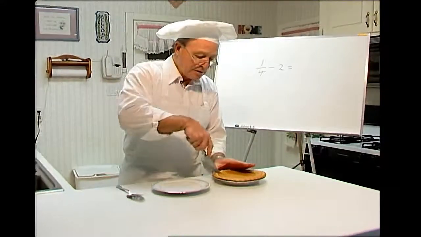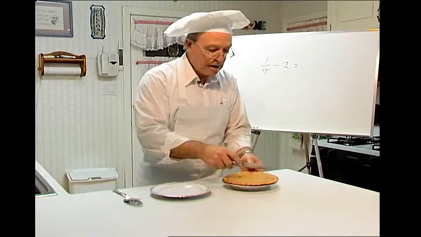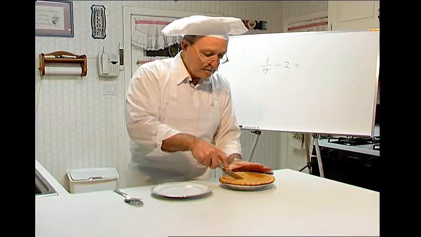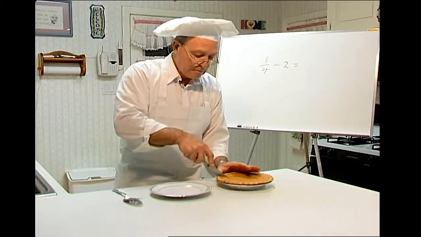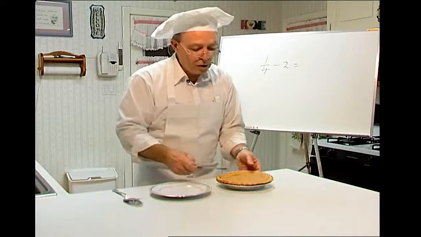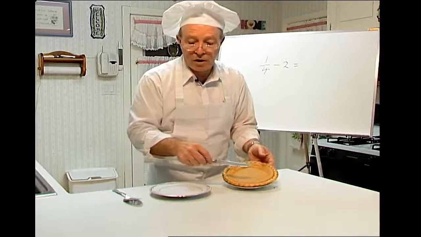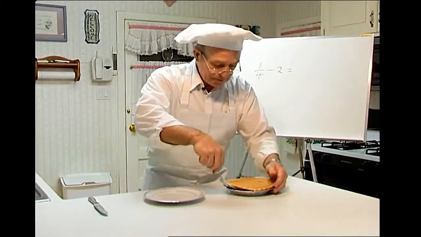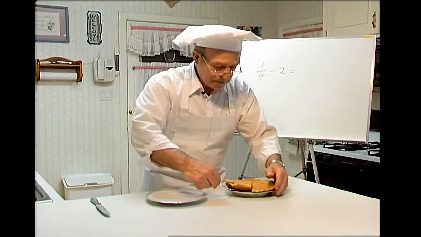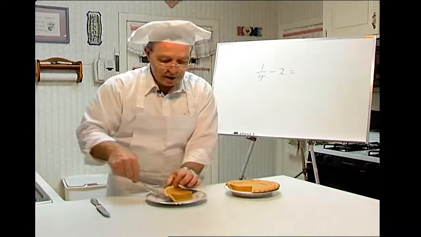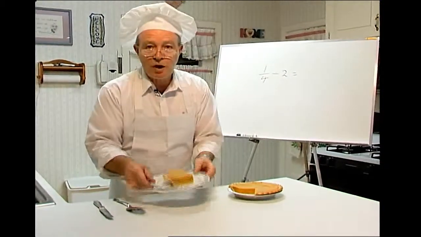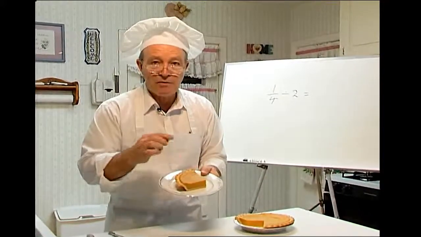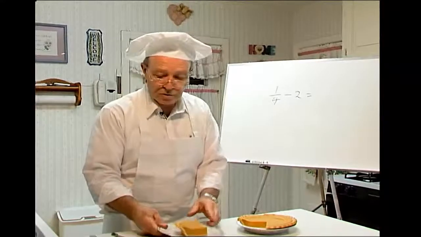Now I have 2 halves. Now cut it again. Now I have 4 quarters. 1, 2, 3, 4. Now I'm going to take 1/4 out and put it on this pie plate. Now this is 1/4. Now we're going to take this 1/4 of a pie and divide this by 2.